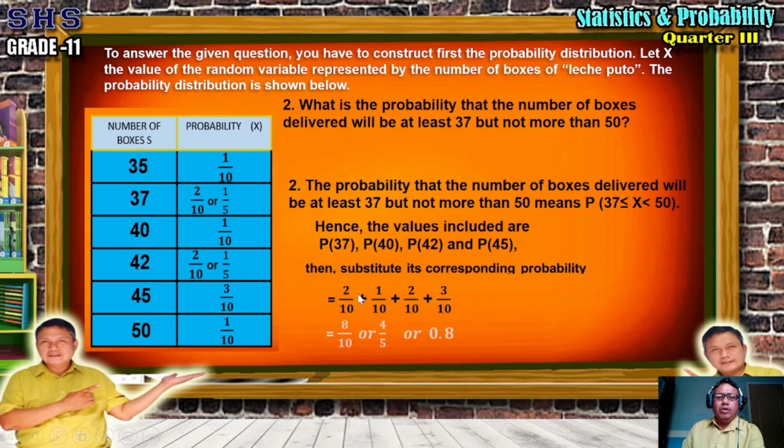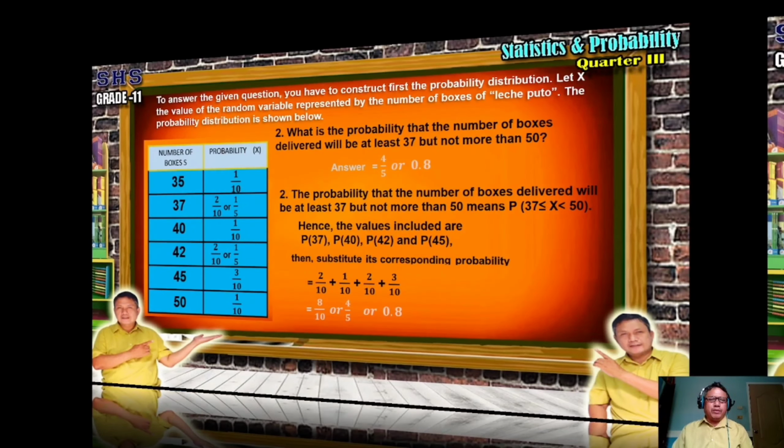We have 2 plus 1, 3 plus 2, 5 plus 3, 8. Kaya naging 8 over 10 or 4 over 5. So we have also expressed in decimal. So again, the final answer for number 2 is 4 over 5 or 0.8. Okay, so nakaintindihan po ba ang ating question number 2? Okay, proceed na po tayo sa question number 3.